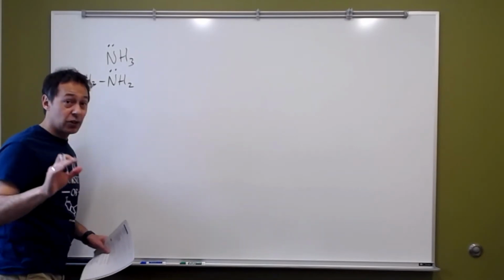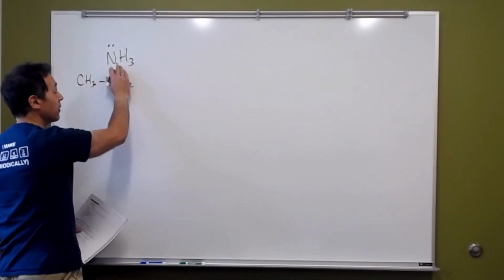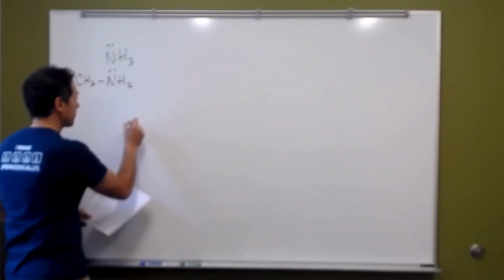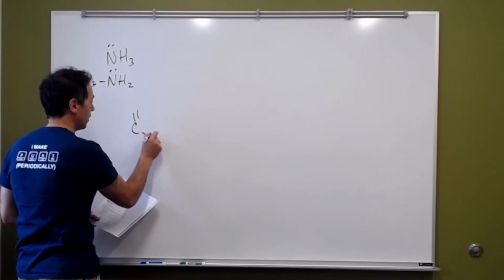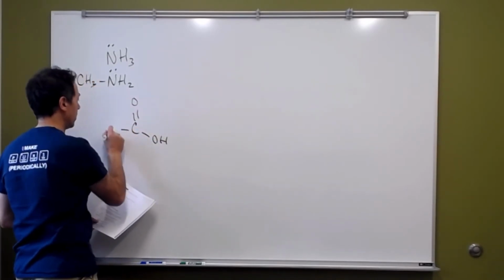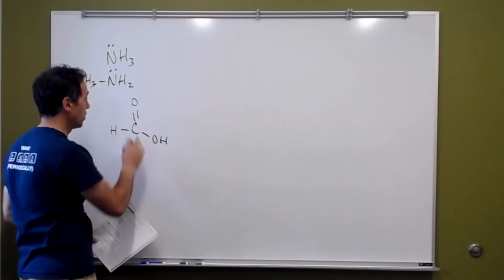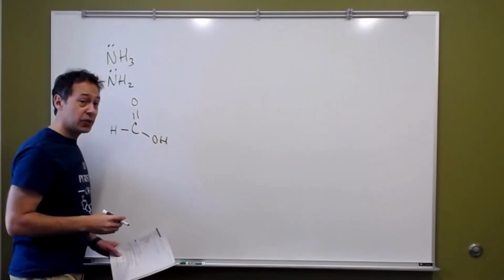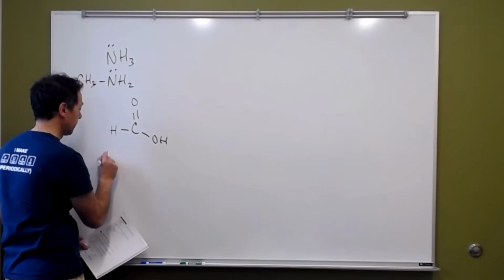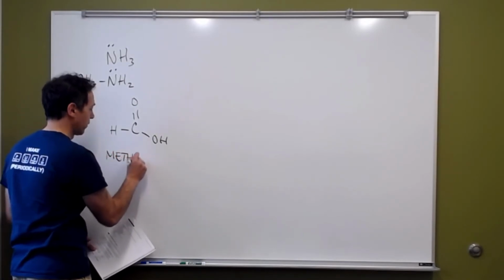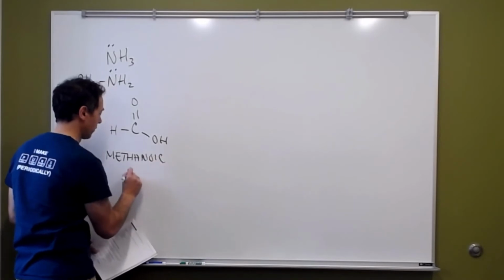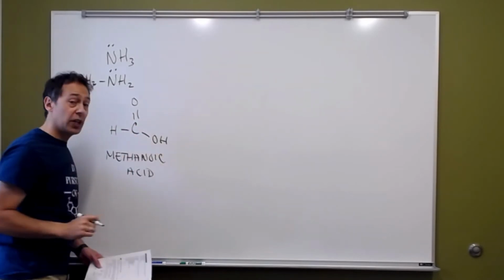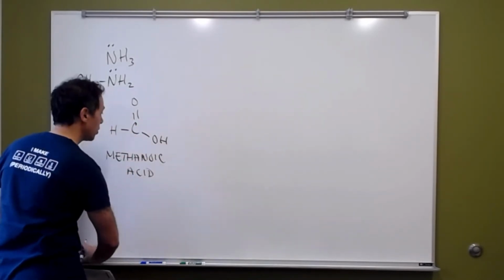Now, an amide is a little bit different in that instead of being based off of ammonia, it's going to be based off of a carboxylic acid. So here's a very basic carboxylic acid. With this carboxylic acid, we've got one carbon. The way that we would name this is methanoic acid.